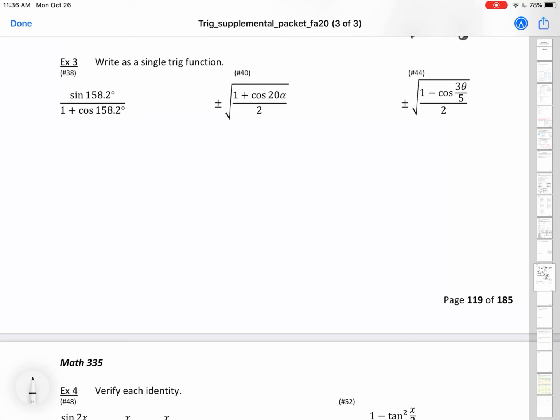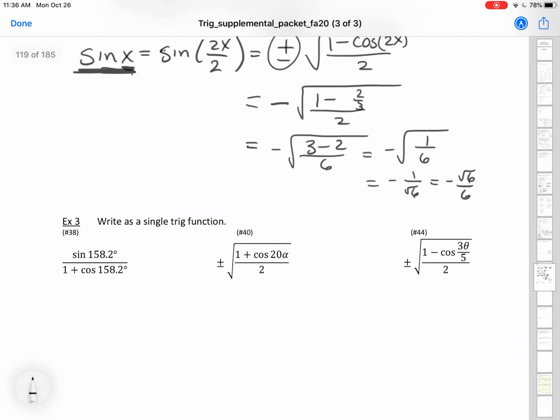So they would like us to write this as a single trig function for the next three. And these are actually going to be the easiest problems that we've done. Now, keep in mind what they're asking us to do is just write it as a single trig function. They're not asking us to do anything more than to recognize what we have. So we would be looking at our formulas, trying to say, who are you?